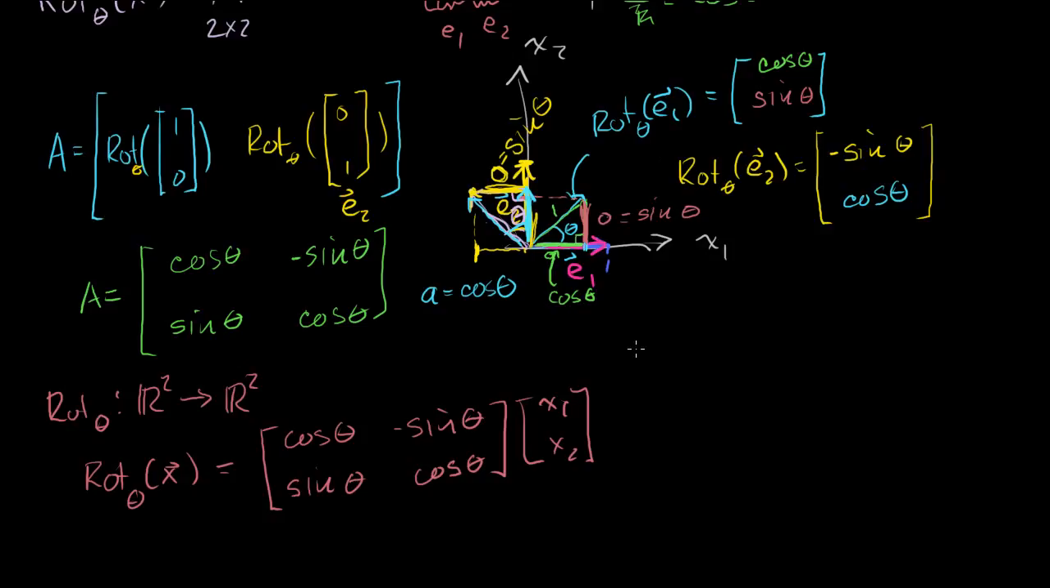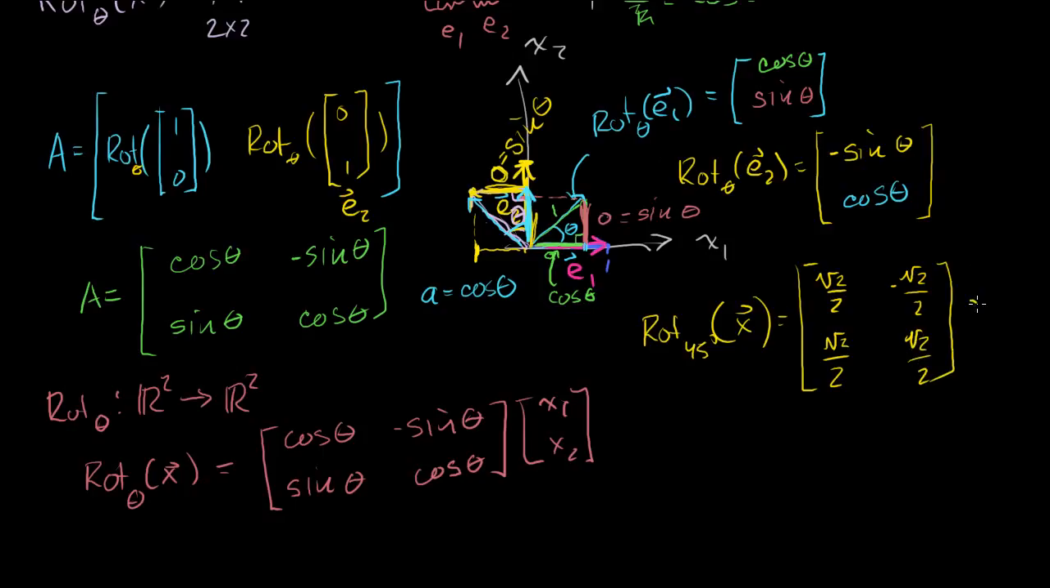So let's say that we wanted to rotate some vector through an angle of 45 degrees. Well, this is going to be equal to what? We just evaluate each of these ratios at 45 degrees. The cosine of 45 degrees is square root of 2 over 2. Sine of 45 is square root of 2 over 2. We have a minus there, so minus square root of 2 over 2. And then cosine is just another square root of 2 over 2. And we multiply it times our vector x.